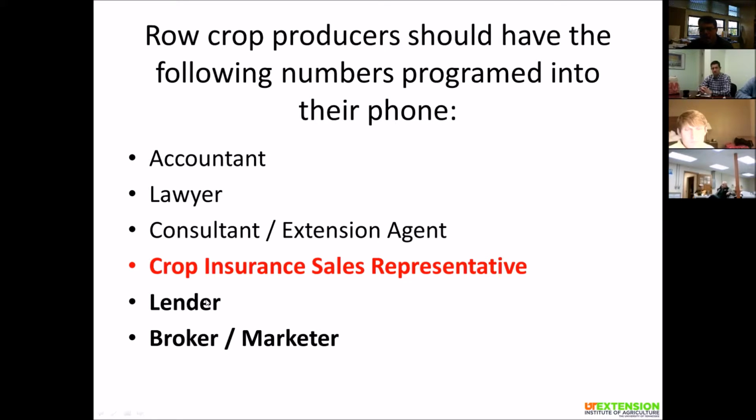That's going to help you out and give your lender, hopefully, some added security or confidence that you're managing risk, and then also your broker and your marketer, because as I step through this, I hope you can take a look and see how a crop insurance program can also form the base of your marketing program from a risk standpoint.